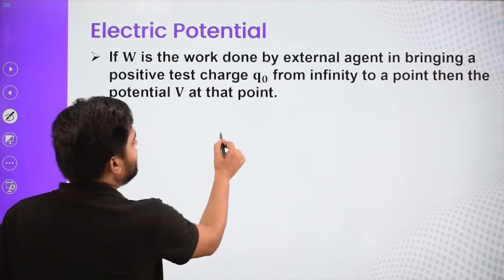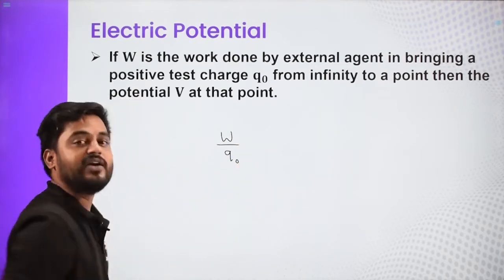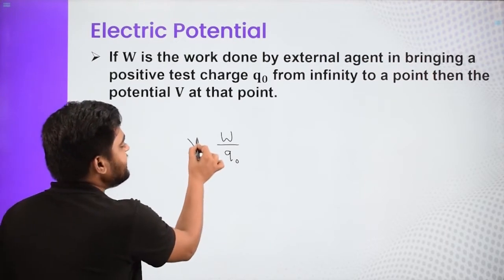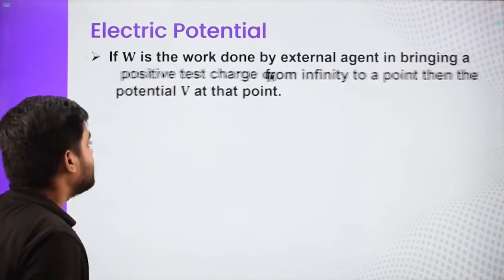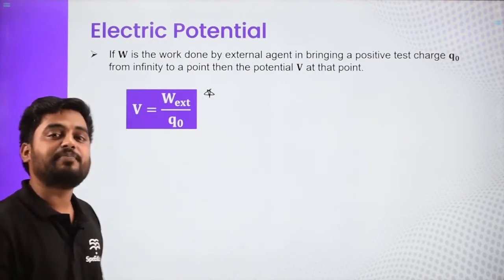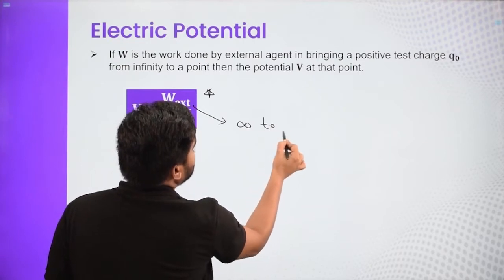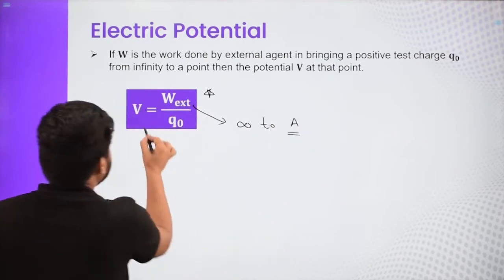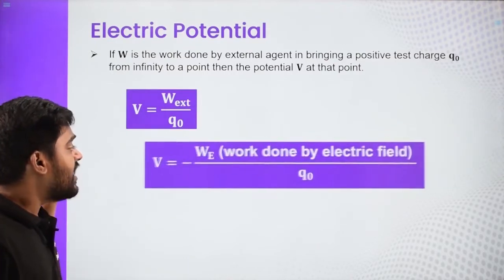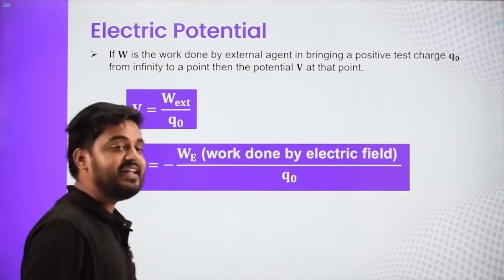Then what is the work done per unit charge? W divided by Q naught. Total work divided by total charge. And V is the potential at that point. Then V is work done per unit charge. So this is the formula for calculating potential at a particular point. This external work is nothing but from infinity to this particular point A, and this is the potential at that point A.